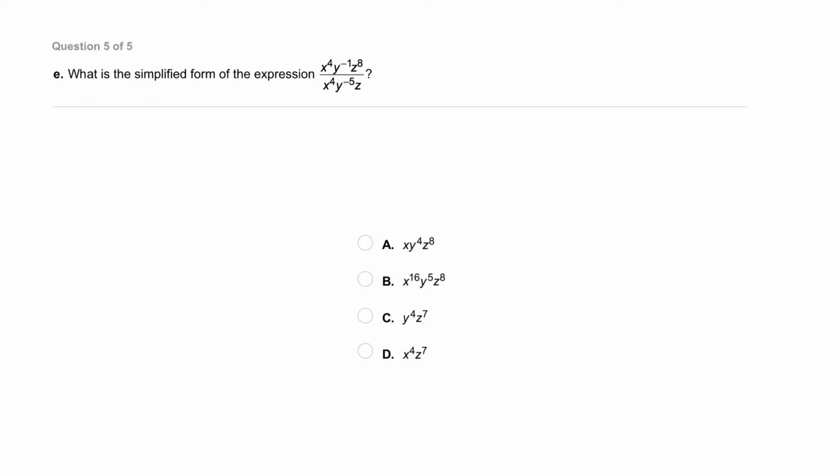And part E. What is the simplified form of the expression x to the 4th y to the negative 1 z to the 8th over x to the 4th y to the negative 5 z?